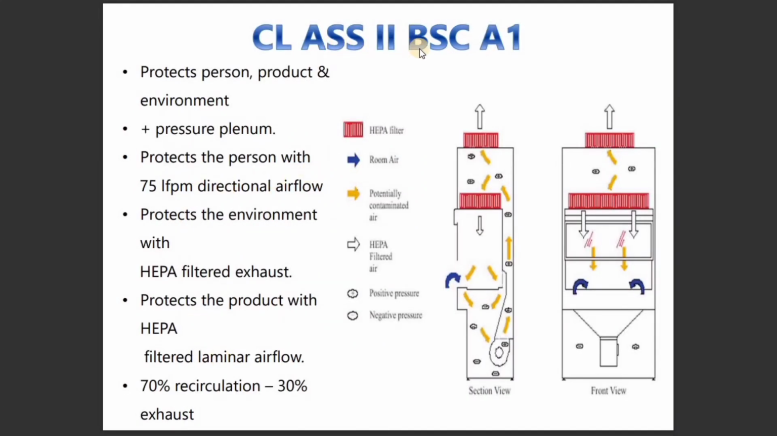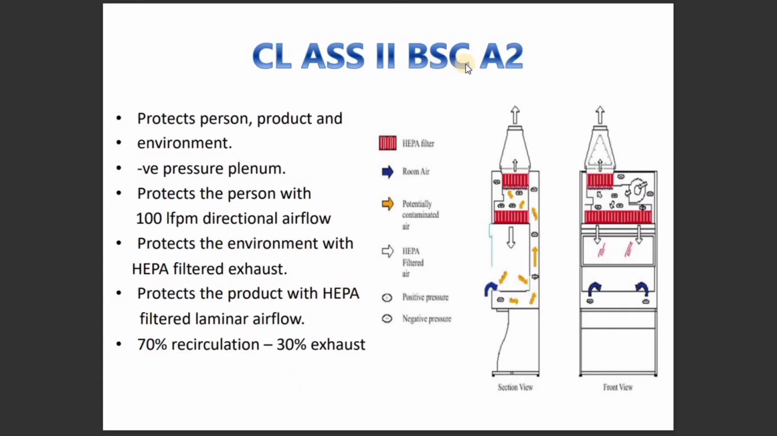Now class 2 biosafety cabinet A1. It protects person, product and environment. Positive pressure plenum. It protects a person with 75 feet per minute directional airflow. It protects the environment with HEPA filter exhaust. It protects the product with HEPA filter laminar airflow. 70% recirculation of air occurs and 30% of air is exhausted into the environment.